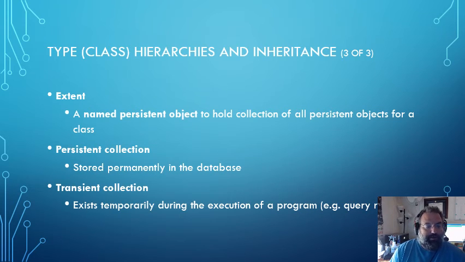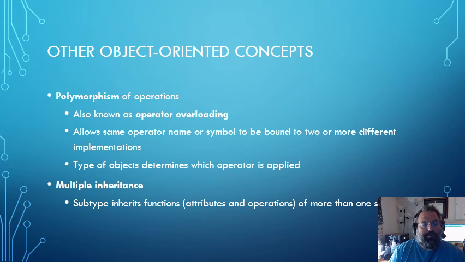An extent is a named persistent object that holds a collection of all persistent objects for a class. A persistent collection is stored permanently in the database. A transient collection exists temporarily during the execution of the program and then goes away once the program terminates. Polymorphism of operations is also known as operator overloading. The idea is that one method may do different things depending upon what it's associated with. It allows some operator name or symbol to be bound to two or more different implementations. The types of objects determine which operator is being applied.